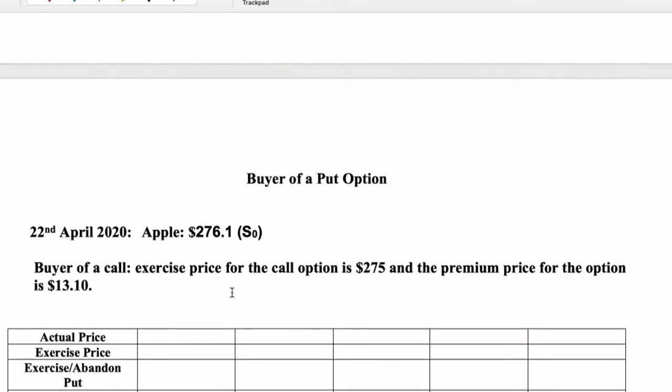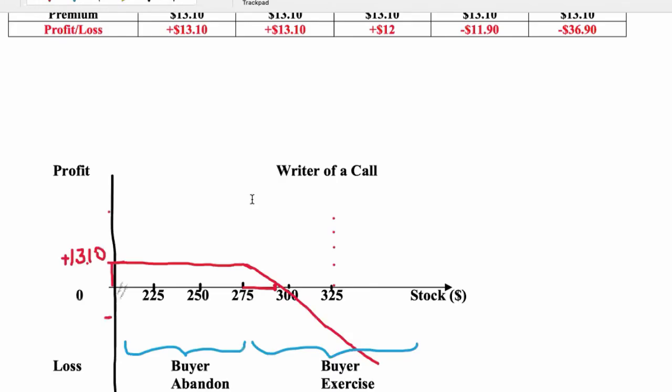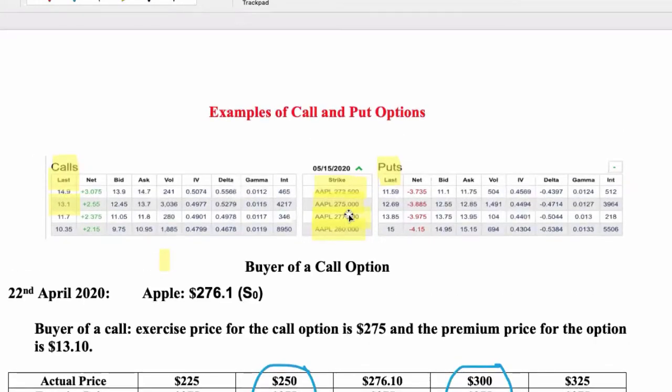The stock is 276, and I need to go back up to my table because we are not doing calls, we're doing puts. A buyer of a put, the exercise price for the put option is 275, and the premium price for that option is going to be different. So I need to go back to the table and see what the premium is at 275. 275 put premium, 1269. Okay, so that's the price I'm going to take.